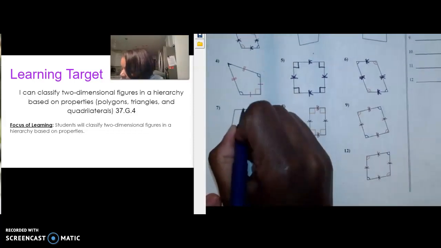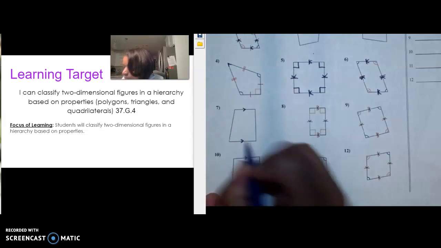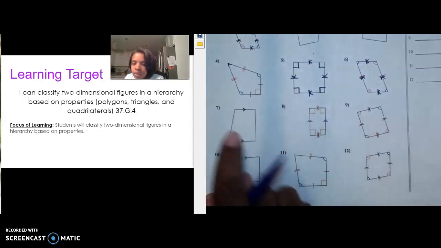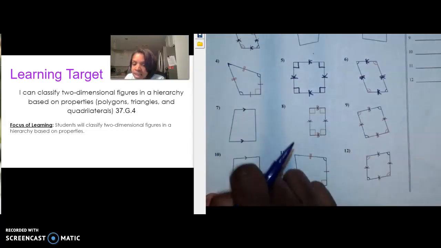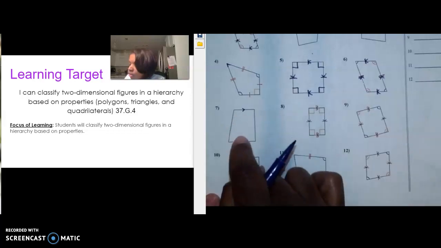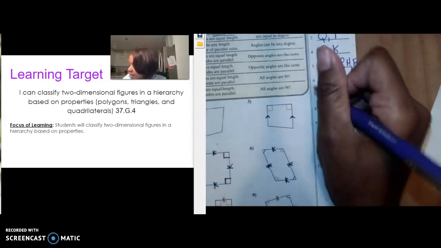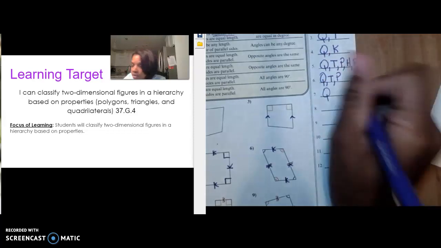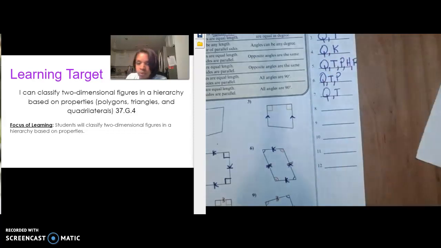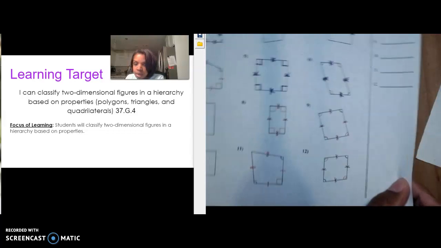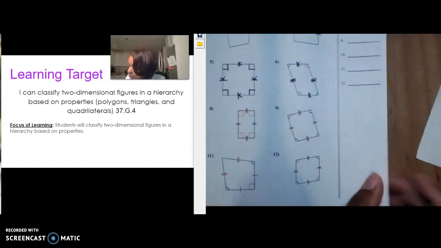Number 7 has 1 set of parallel sides, and that's it. So it's a 4-sided shape. It does not have any congruent sides, and it has only 1 set of parallel sides. So it is a quadrilateral, and it is a trapezoid. Okay. All right, let's look at the next one.